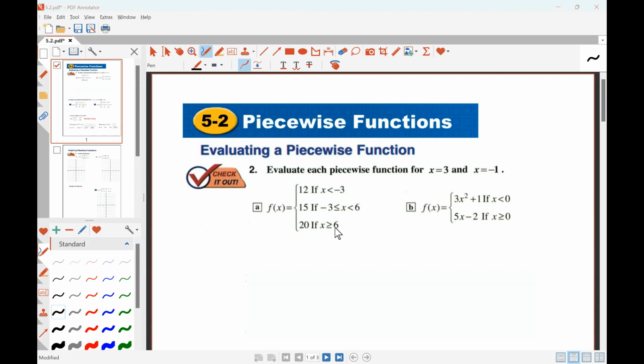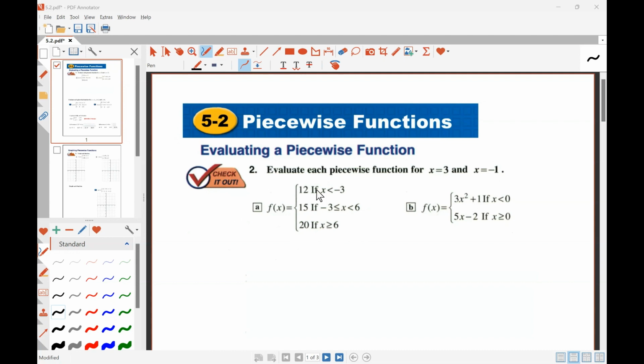So it's like computer programming. We have an input. The input parts are the intervals after "if", and before "if" we have the output. So if x is less than -3, we are going to be using 12. If our number is between -3 and 6, we will be using 15. If my input is greater than 6, my output will be 20. So for every situation, we have a different number, a different function.